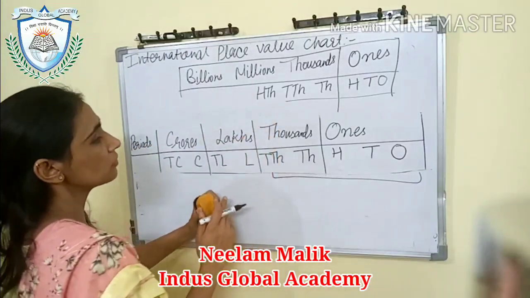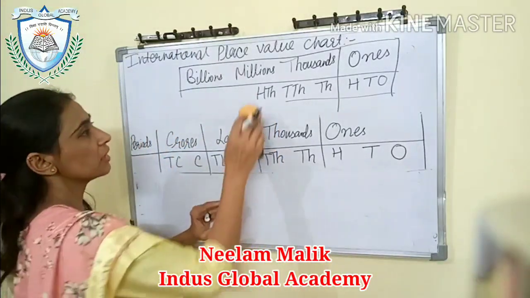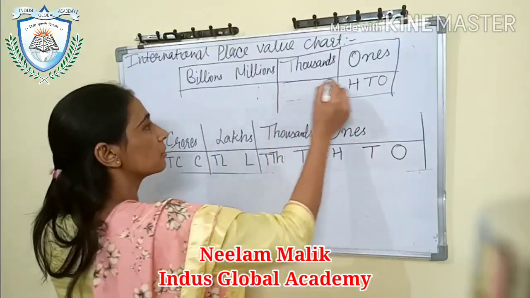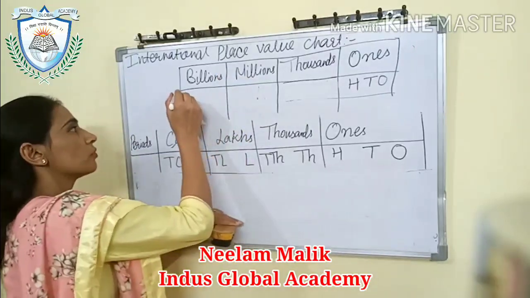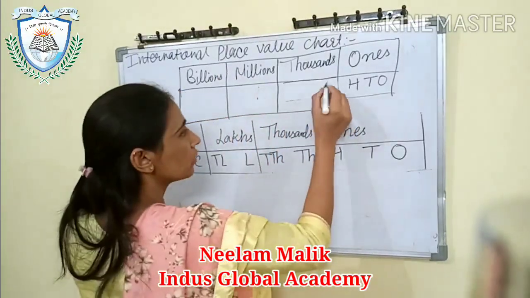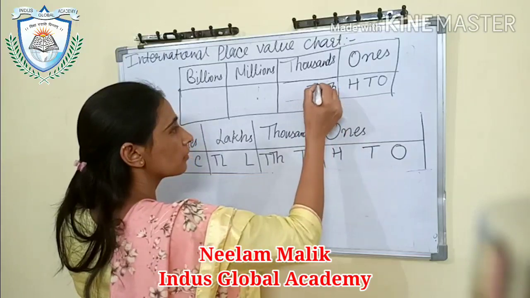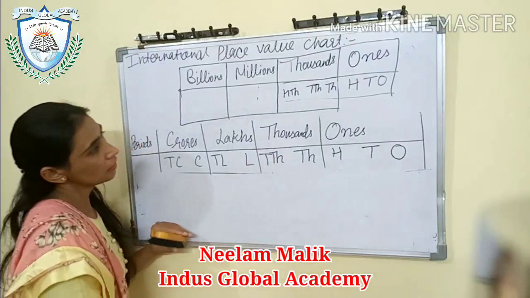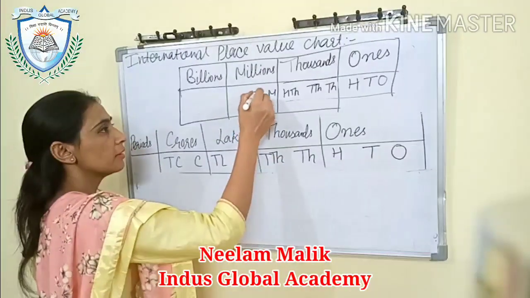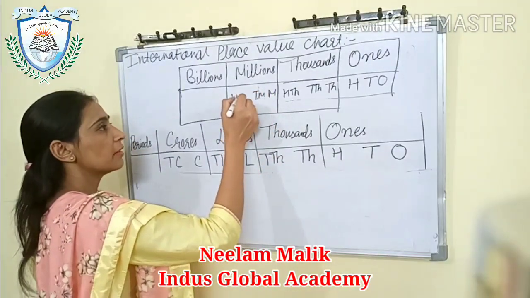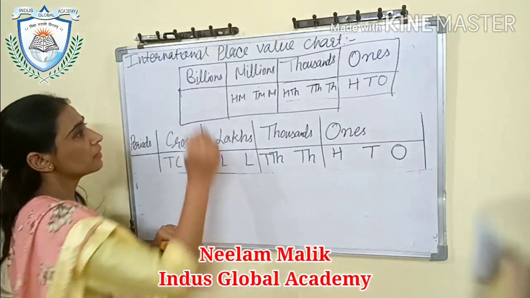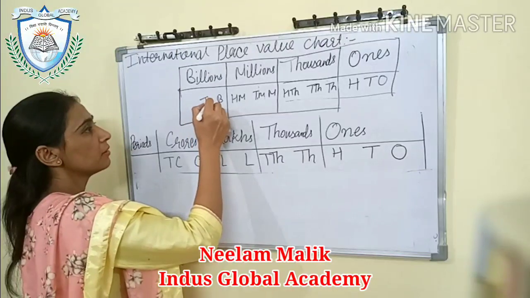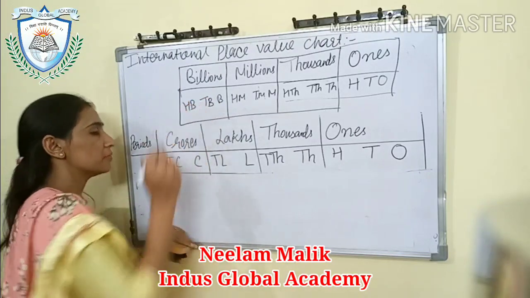So in the thousands, first let's separate this. So here will be 1,000, 10,000 and 100,000. Here will be million, 10 million, 100 million. Okay. Now billion, 10 billion and 100 billion.